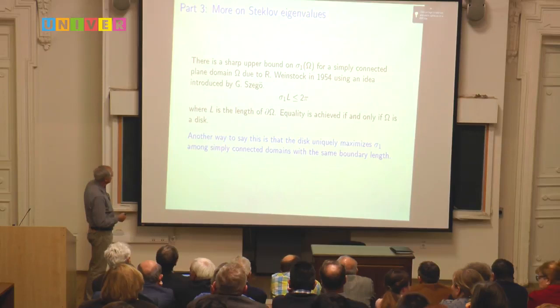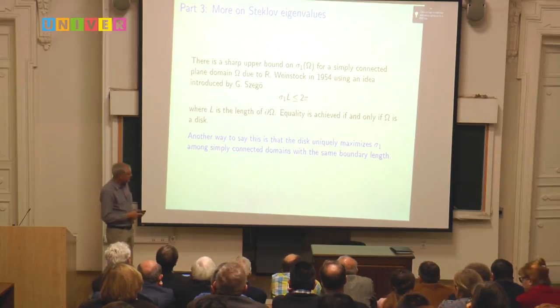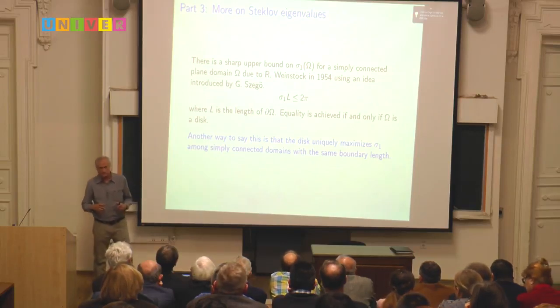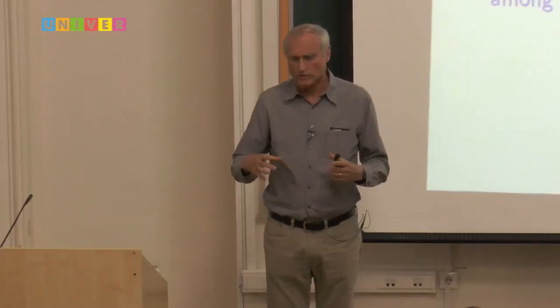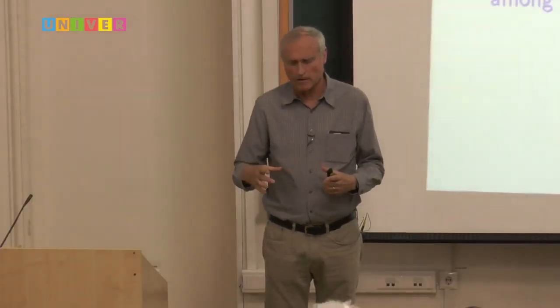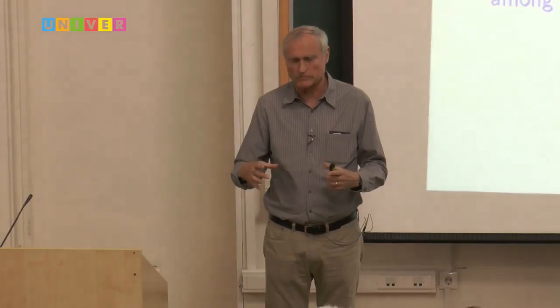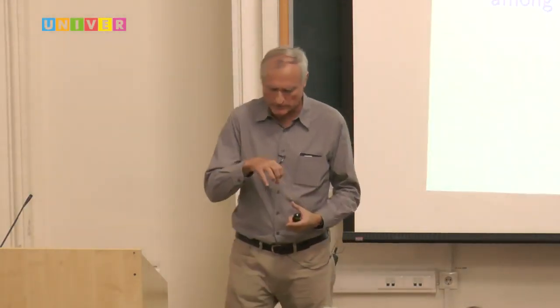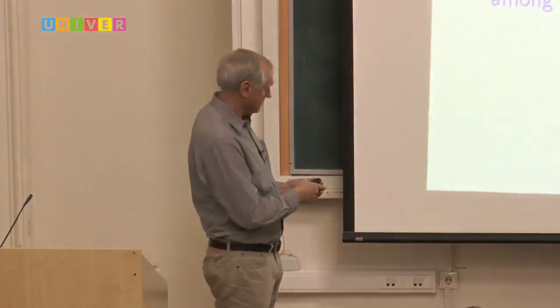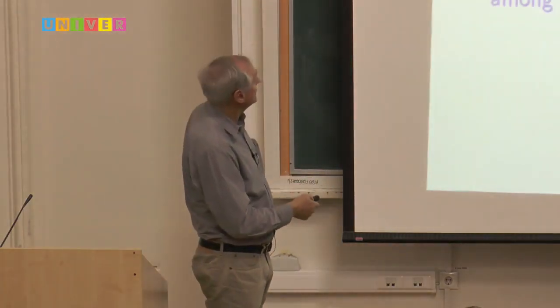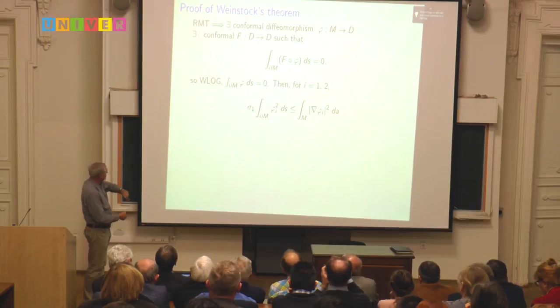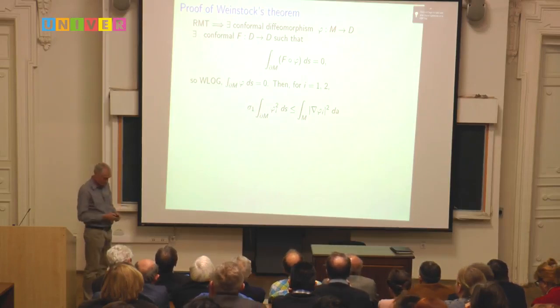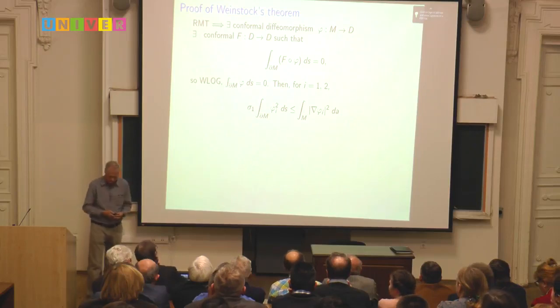And so, again, another way to say that is that the disk uniquely maximizes sigma 1 over metrics on a simply connected domain with fixed boundary length. Okay? So if we fix the boundary length, then the maximum sigma 1 is achieved by a disk. And I have a short proof of Weinstock's theorem. It's actually very easy to prove. In fact, the proof is very analogous to the proof of Hirsch's theorem.